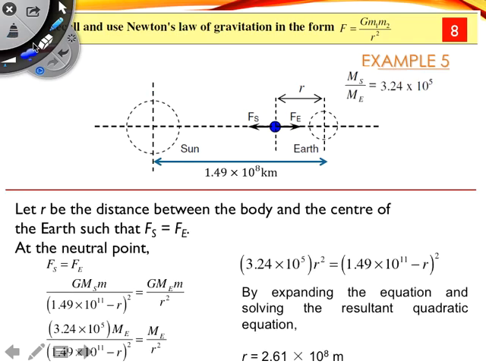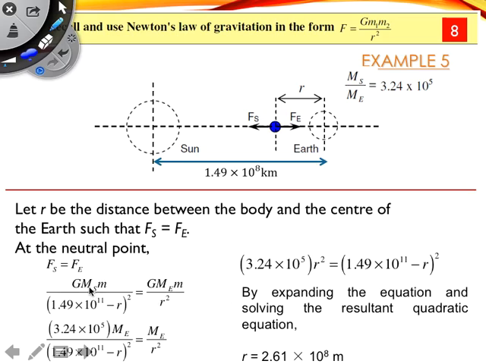Basically, I'm going to save you the time. You can write the equation first. The force from the sun acting on the object towards the sun should be equal to the force of Earth acting on the object, because this is the neutral point. So I can write the equation as GMs over m times (1.49 times 10 power 11 minus r) whole thing squared, and then the same on the other side. You sub in the values.